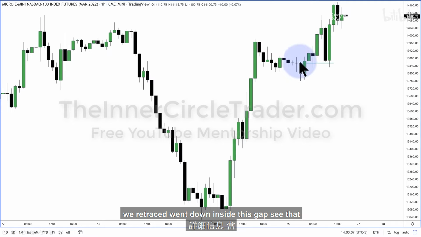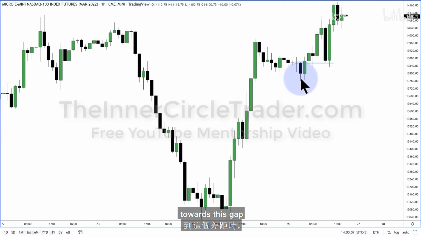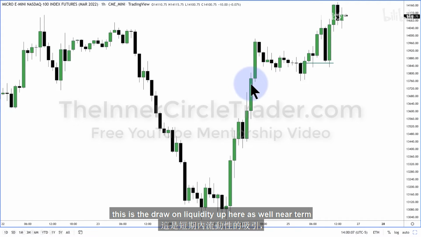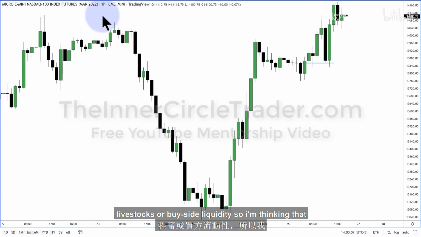Down close candle. After a run up, we retraced, went down inside this gap. See that? This area here, when it trades down towards this gap, this is the draw on liquidity up here as well, near term. So above these relative equal highs, we have what? Buy stops, or buy side liquidity.